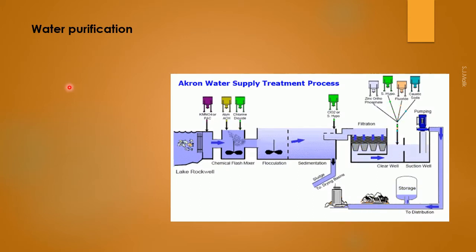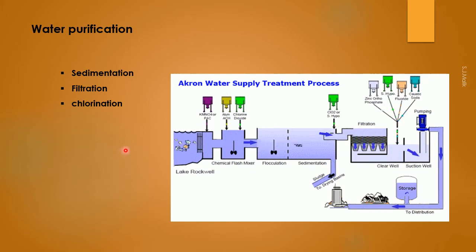Water purification. Water is supplied in our houses after passing through some departments one by one, and these steps are sedimentation, filtration, and chlorination. Direct water is not used from any source of water. Stepwise it is purified, and then at the end of the process, it is supplied to our houses.